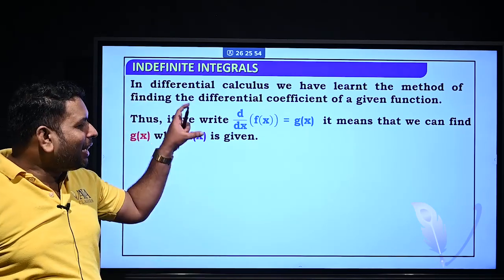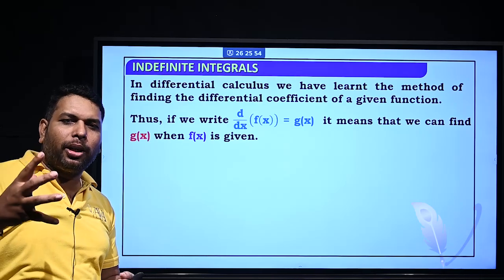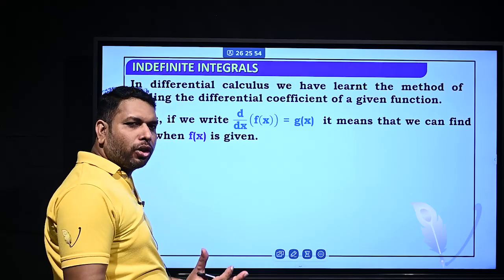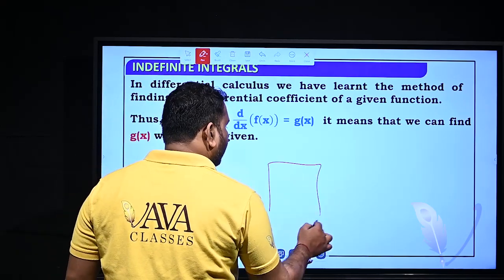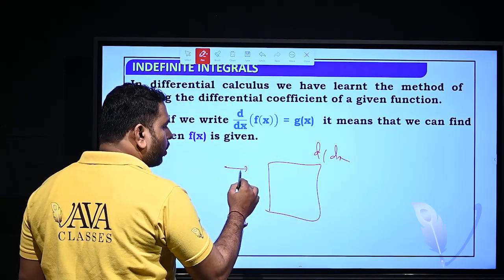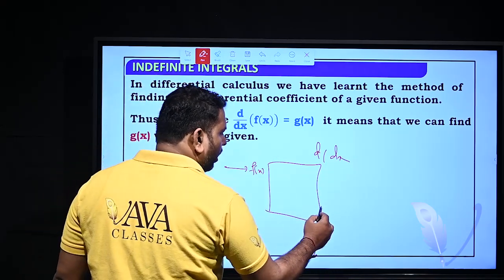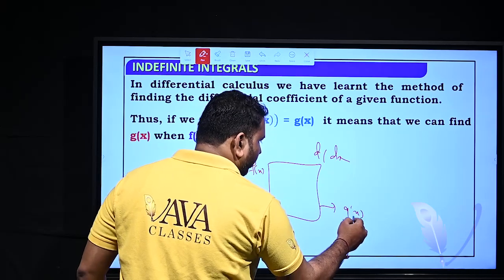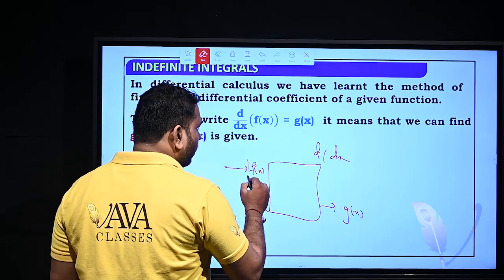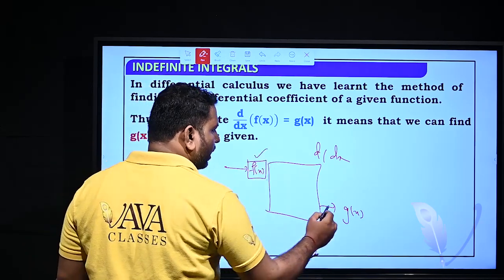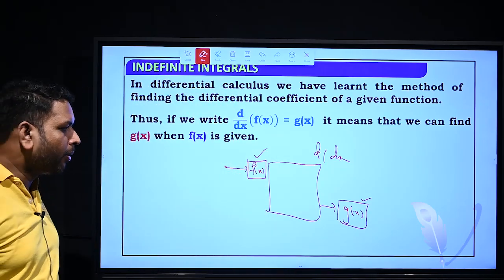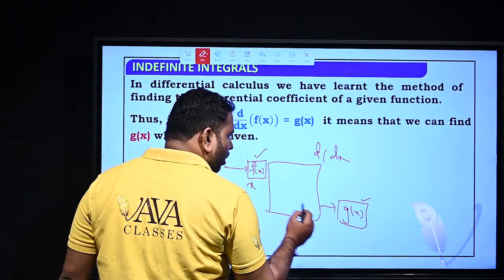And here this d by dx is just like an operator, it's just like a machine. So just like a function. So d by dx is an operator, and in this operator if you input f(x), then the output will be g(x). If you put x, the output is 1.